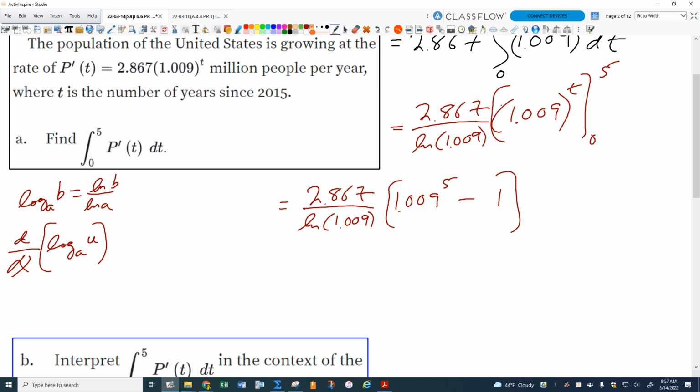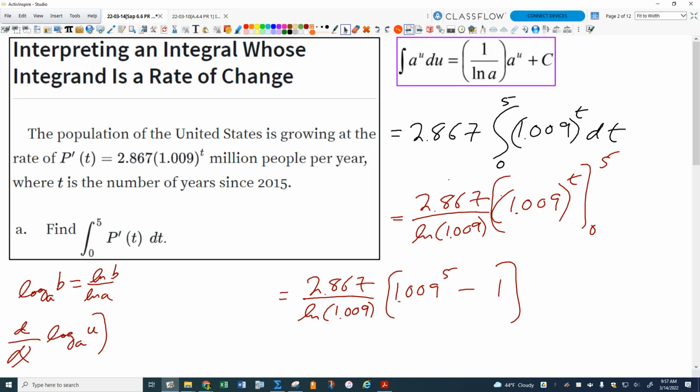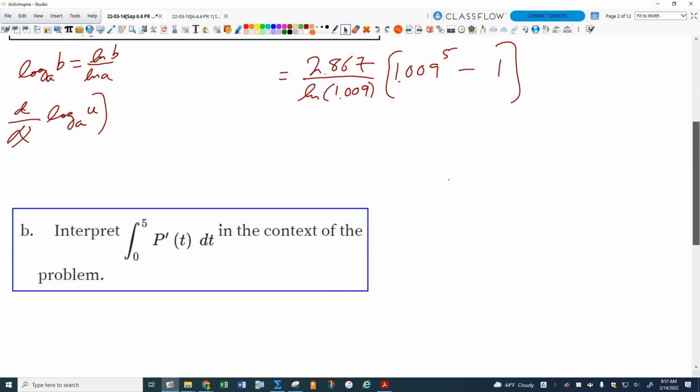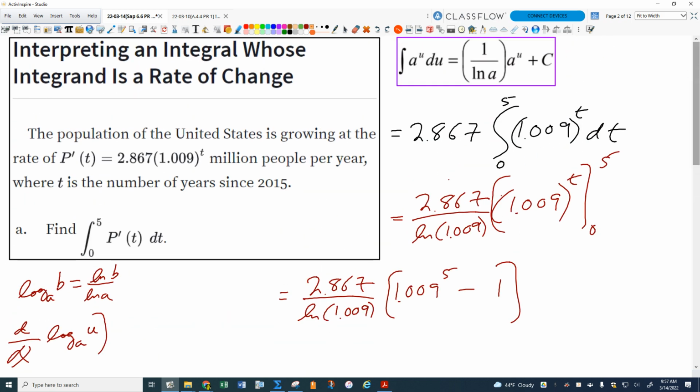Okay, and if we do that, what do we get? Well, we'll cheat and look. So we get about 14.661, if we just plug all those numbers in. All right, so then how do we interpret that? Again, this is the rate of change of the U.S. population, where t is the number of years since 2015.